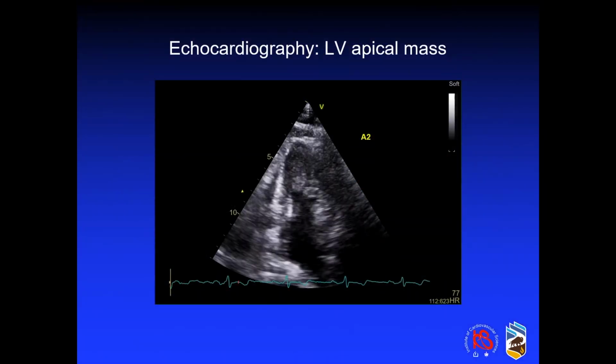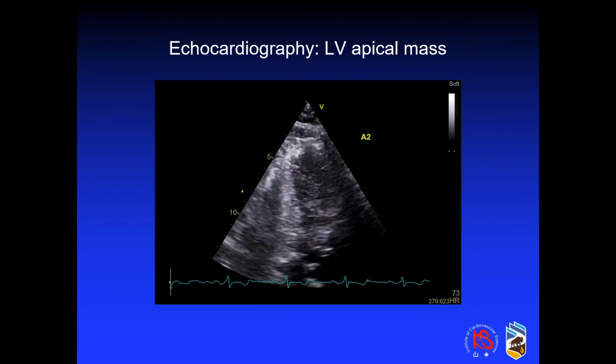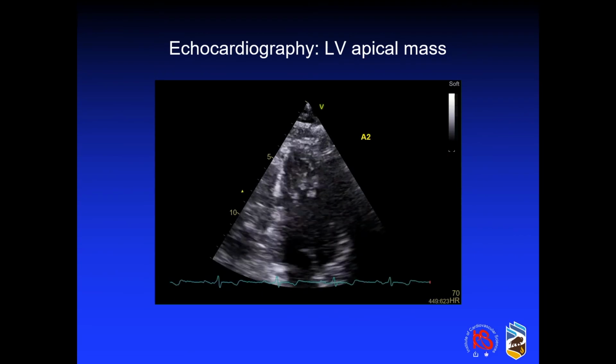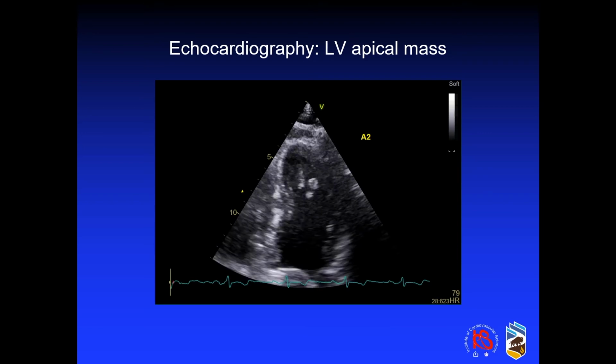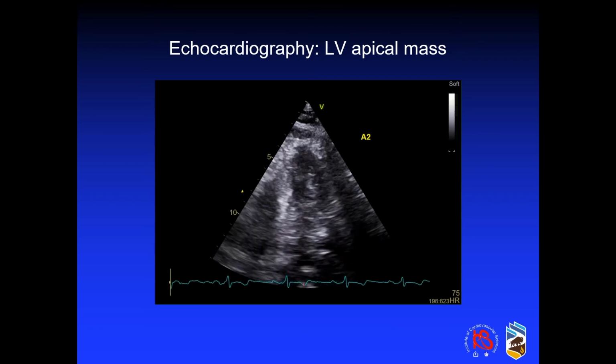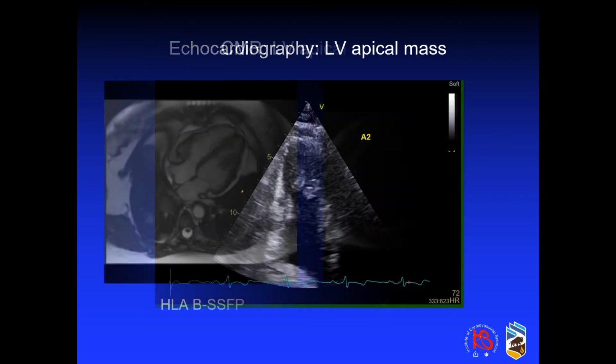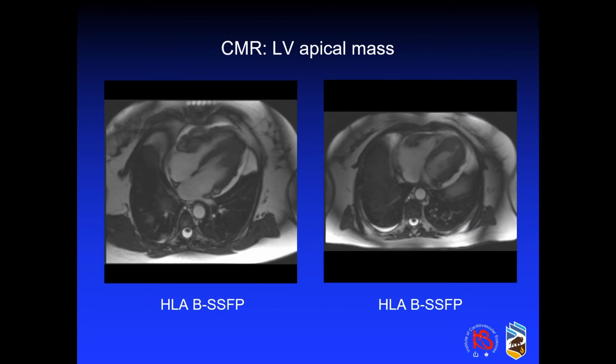And finally, this is a unique case of an individual where on echocardiography, one can appreciate that there are multiple echo-dense masses present within the LV apex. When we did cardiac MRI on this patient, we can see that there are multiple thrombi present within the LV apex, in particular involving the distal interventricular septum.